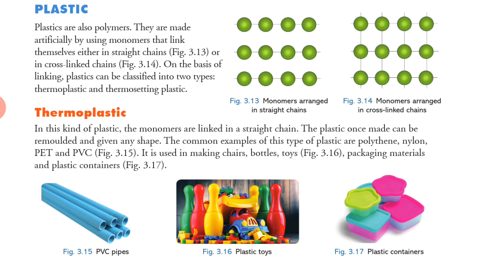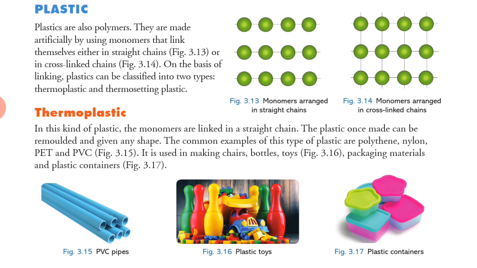Plastics are also polymers. They are made artificially by using monomers that link themselves either in straight chains, which you can see in figure 3.13, or in cross chains, in figure 3.14. Okay, on the basis of linking, plastics can be classified into two types: one is thermoplastic and the other is thermosetting plastic. First we will discuss thermoplastics, and later thermosetting plastics.